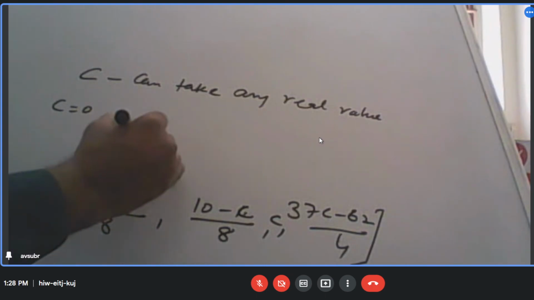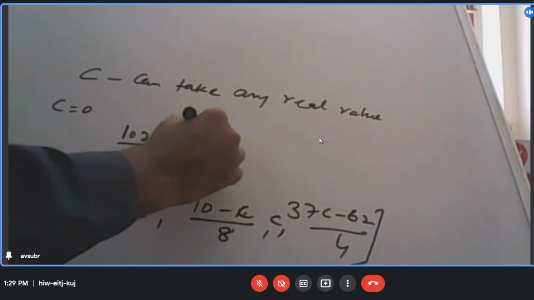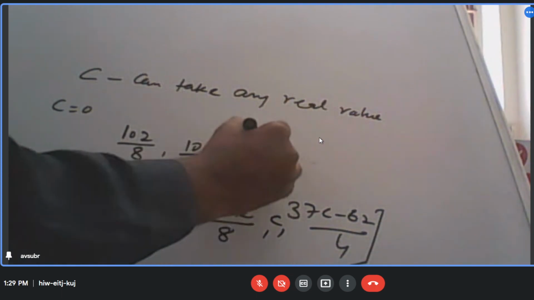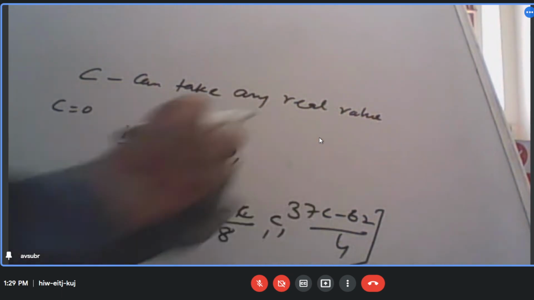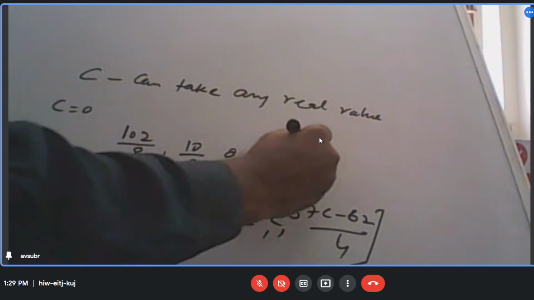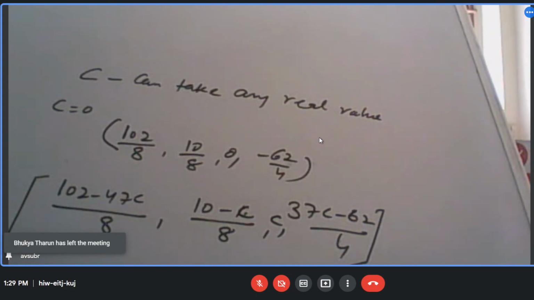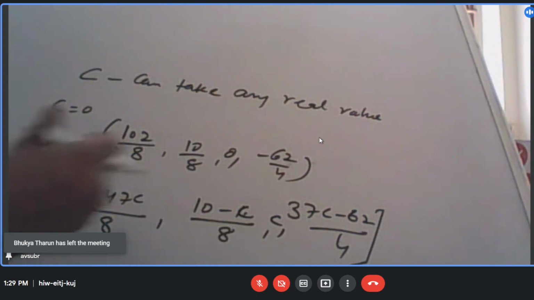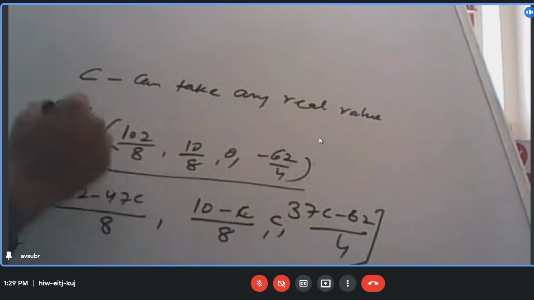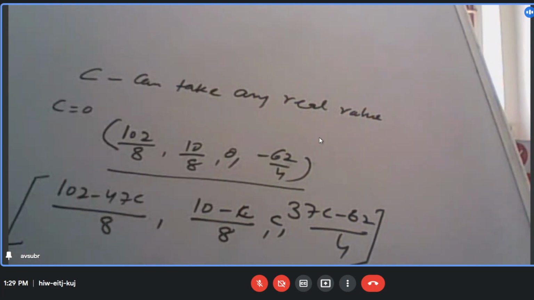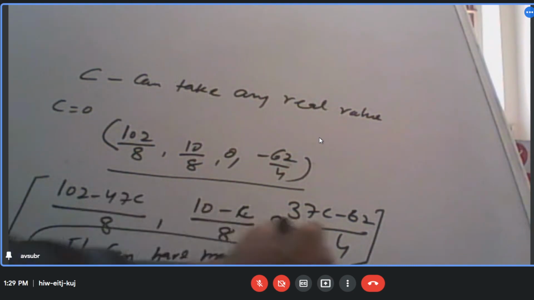102 by 8, 10 by 8, 0 and, sorry, minus 62 by 4. ठीक है? If C is equal to 1, then you can find out what will be the solution. And like that, depending upon the value of C, its value will change. So it can have many solutions. I hope you understood.